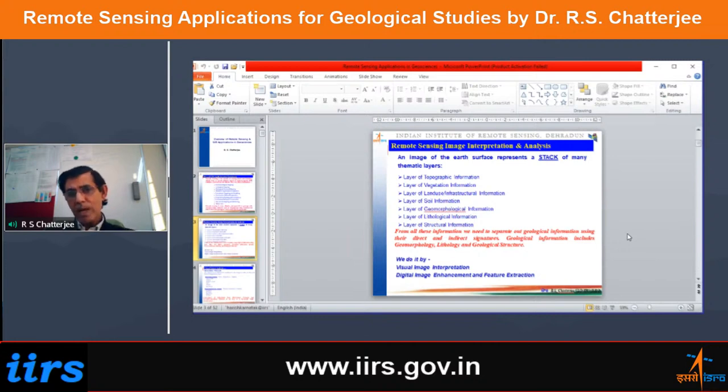And how do we do that? We do it using satellite image interpretation, that is known as visual image analysis, and digital image enhancement and feature extraction.